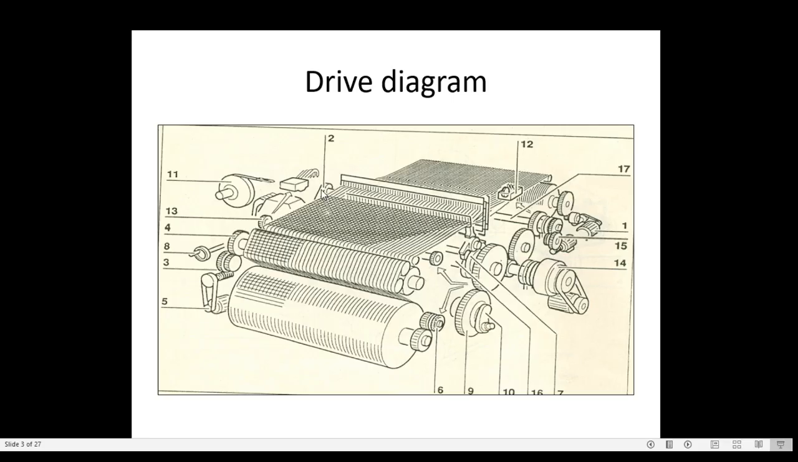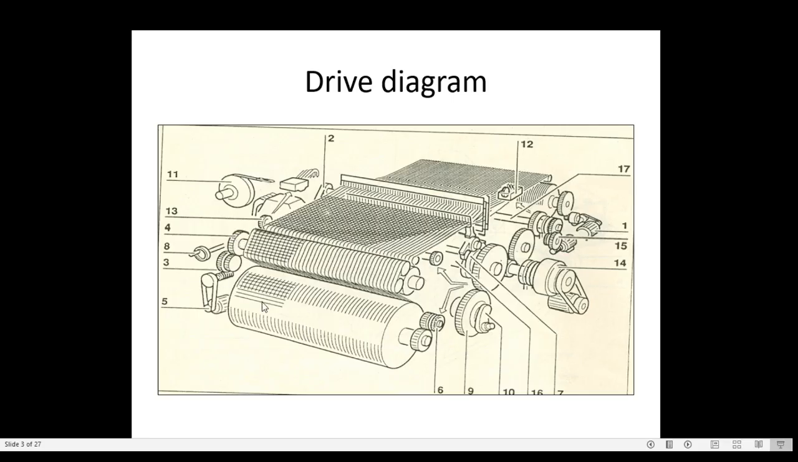Third is cloth transport gear. Here we can see the cloth transport gear. Fourth, take-up roller drive. So we can see here the take-up roller drive. Then fifth, cloth take-up drive. So here we can see from motor 5 the cloth take-up drive goes here.